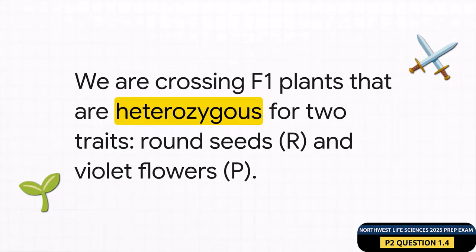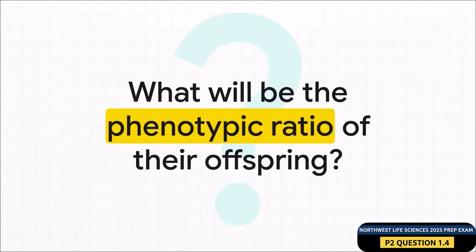So the question sets up a cross using plants from that F1 generation. And remember, they're heterozygous, which means they have one of each allele. So even though they look like they have round seeds and violet flowers, those are the dominant traits, they're also secretly carrying the recessive alleles. The question is asking, what happens when you cross two of these plants? So specifically, it's asking for the phenotypic ratio, and phenotype is just a fancy word for the physical traits you can actually see. So we're looking for the ratio of how the offspring look.